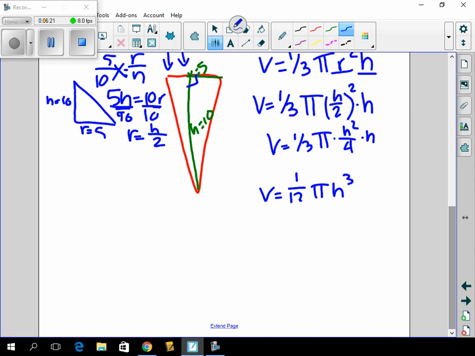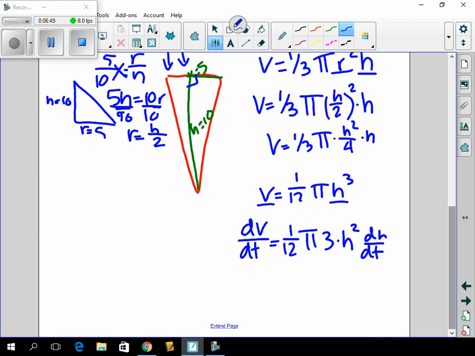So now I'm dealing with one formula with h. And so if I differentiate this, I can put that in terms of dh dt. So differentiating volume in terms of time, this just looks like dV/dt equals 1/12 pi. And then the derivative of h cubed is 3 times h squared dh dt.